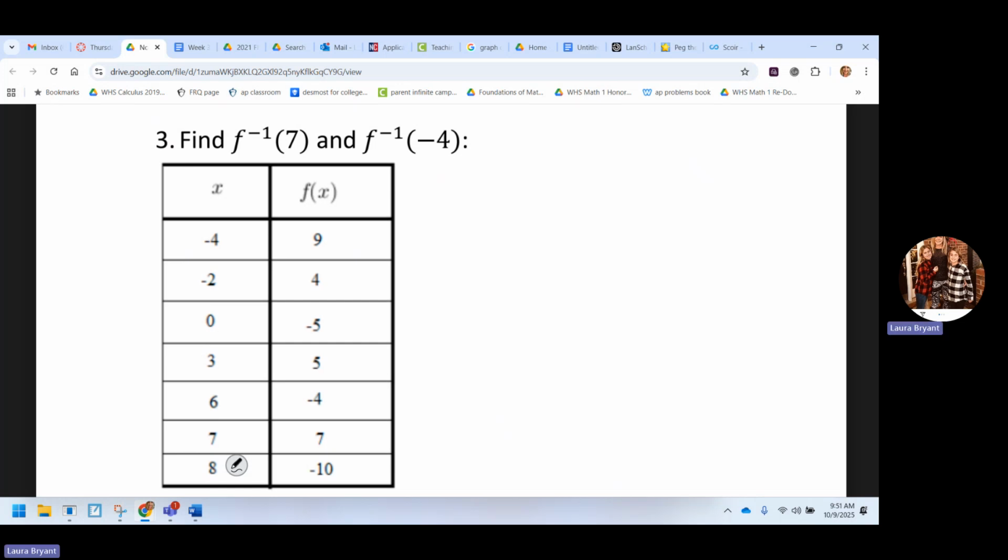Okay, so f inverse of 7 and f inverse of -4. So my table is f of x, and it's asking me for f inverse. So f inverse of 7 is the same thing as saying, where does f of x equal 7? That's because x equals 7 on the inverse function will correspond with y equals 7 on the original function. Okay, so I'm going to go down my column of f of x at 7, which happens to also match up with 7. So this is 7.